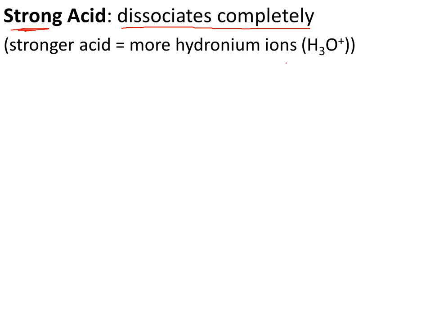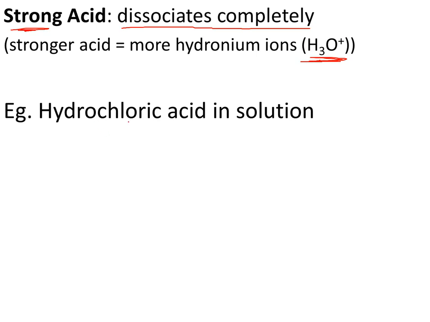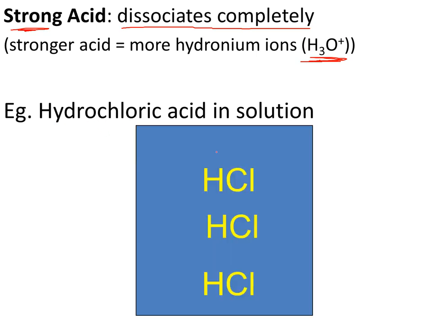So you end up with a lot of hydrogens in the solution, and remember the hydrogens immediately grab onto water and form hydroniums. So we're going to be using hydroniums and hydrogens interchangeably, but really the hydrogens grab onto water and form hydroniums. So if we took hydrochloric acid, which is a strong acid, and we put it in solution. So imagine there's some water floating around, you've got some hydrochloric acid.